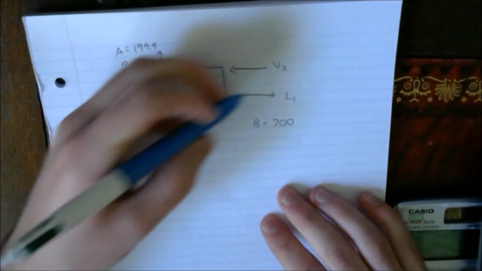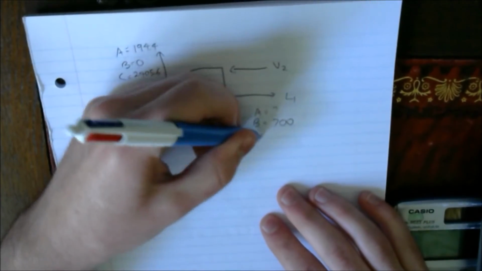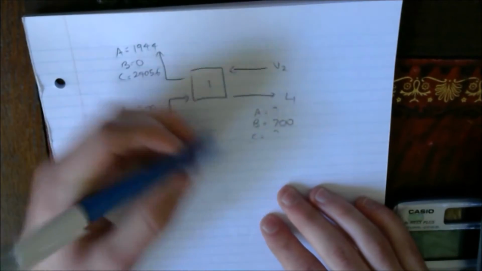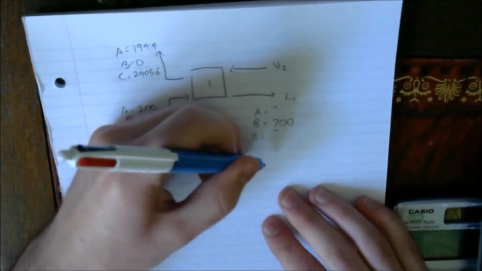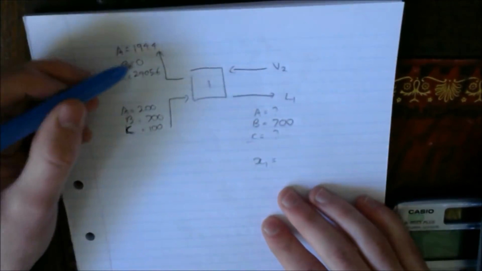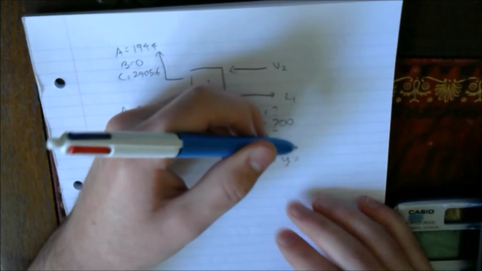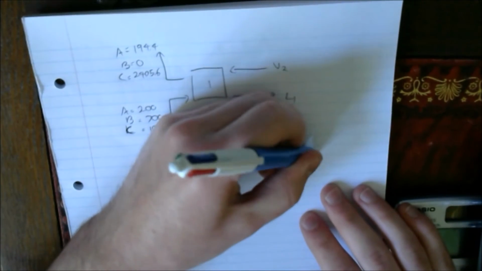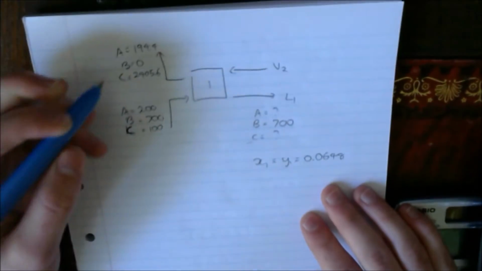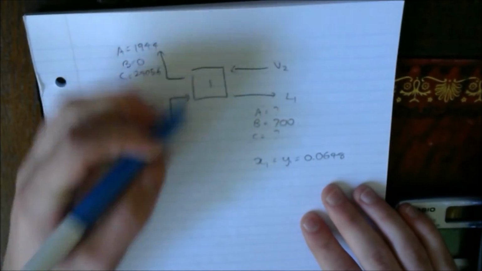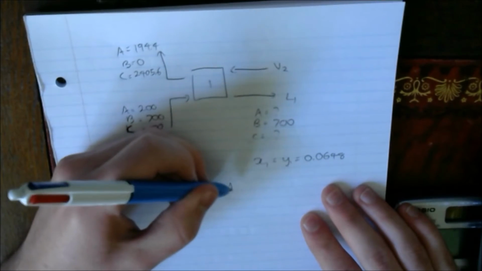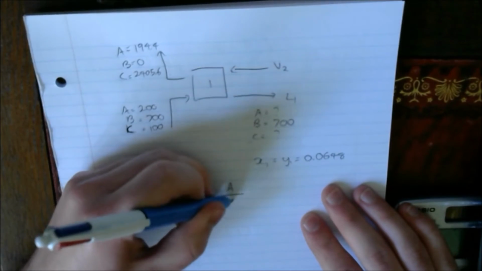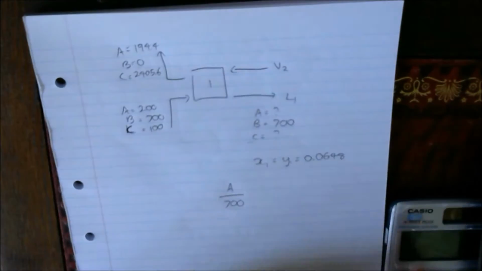And we also know, we aren't given the amount of A and C, but we do know the concentration of that stream, so that's going to be equal to X1. That's going to be equal to Y1, which we said earlier was 0.0648. So we can say that A divided by 700, so I should probably explain this.